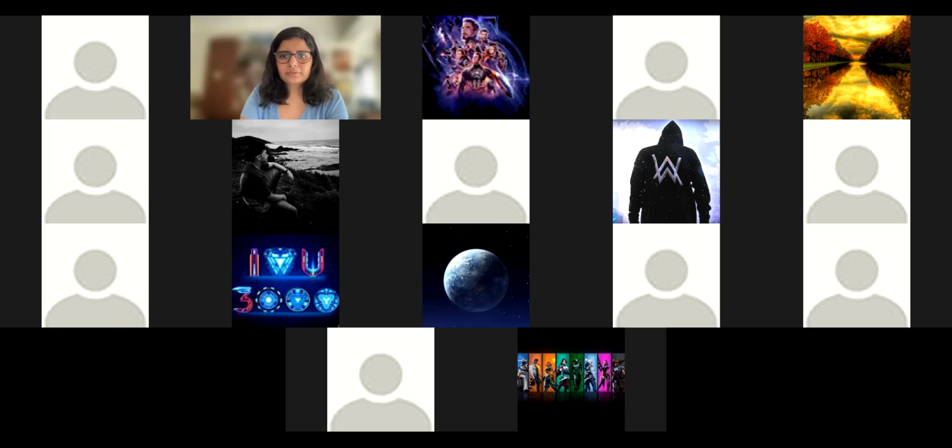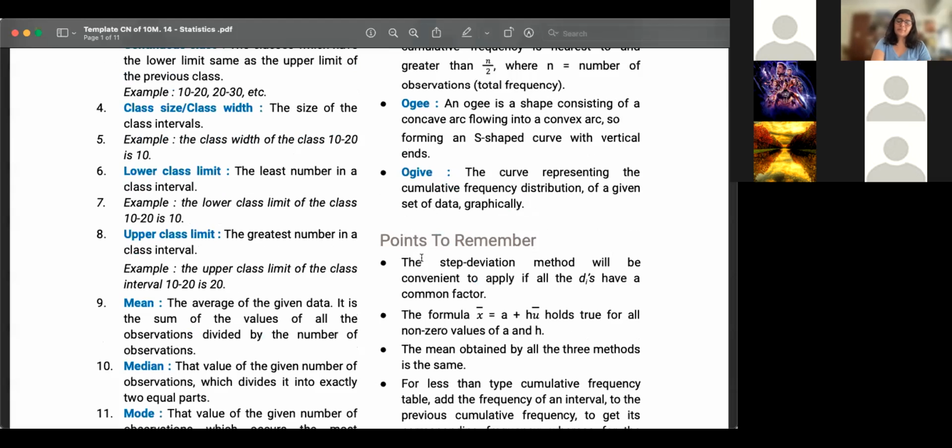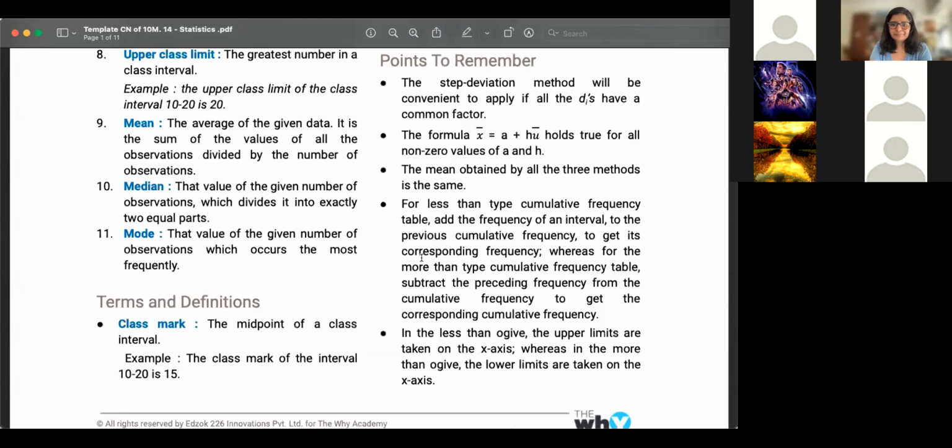Okay. So we'll start off with mean. We'll do 2-3 problems related to mean. Then we'll do mode, 2-3 problems related to mode. And then we look at median in the end, because for median, apart from the formula, I have ogives also. We'll do that.